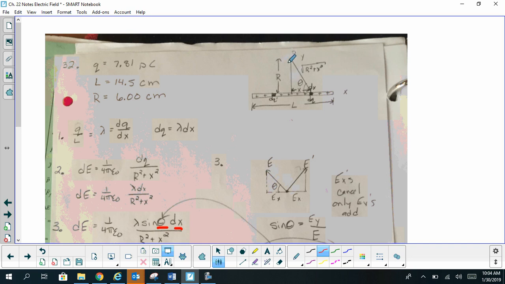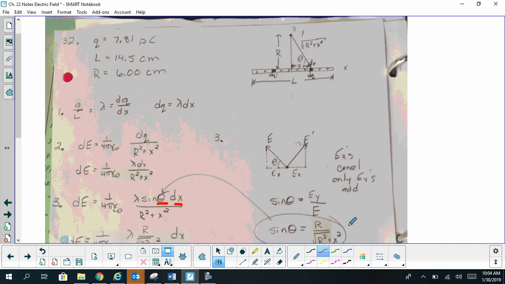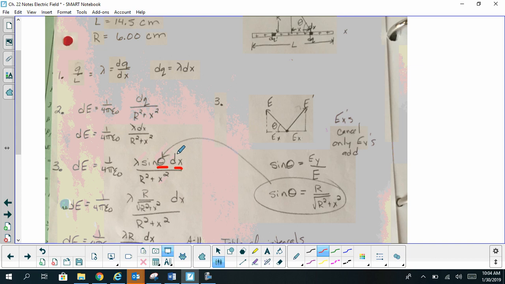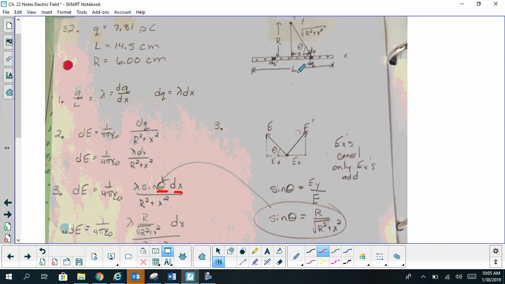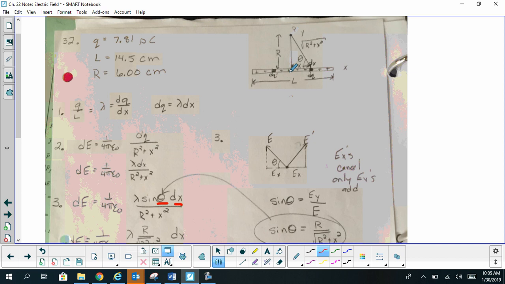Well, we have a similar triangle up here. We can use the r and the x to do that. And so the sine of that angle is also going to be r divided by the square root of r squared plus x squared. You with me? So we're going to replace the sine of theta here with this. Right? Because if we come back up here, here is my r, here is my hypotenuse, and this triangle right here is similar to this triangle.